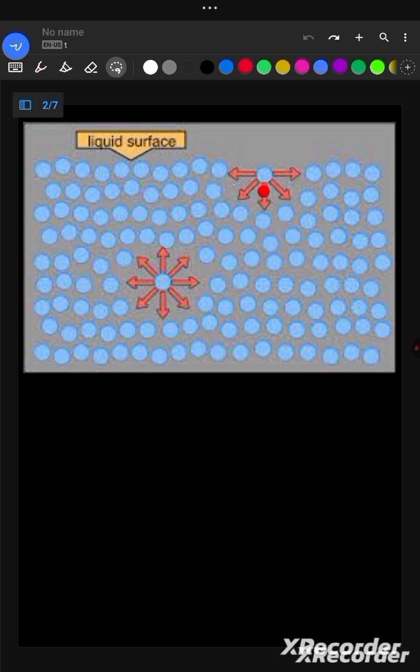This downward pull creates tension at the surface of the liquid, and this tension is called surface tension. The inward pull of the surface molecules by the bulk molecules causes a tension on the surface, and this tension is called surface tension.